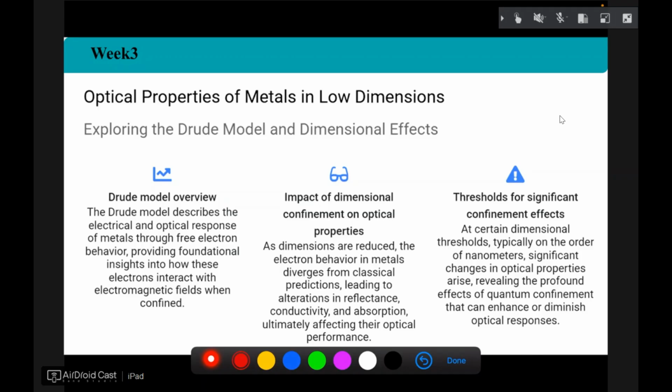So what are the thresholds for significant confinement effects? At certain dimensional thresholds, typically on the order of nanometers, significant changes in optical properties arise, revealing the profound effects of quantum confinement, and that can enhance or diminish the optical responses.